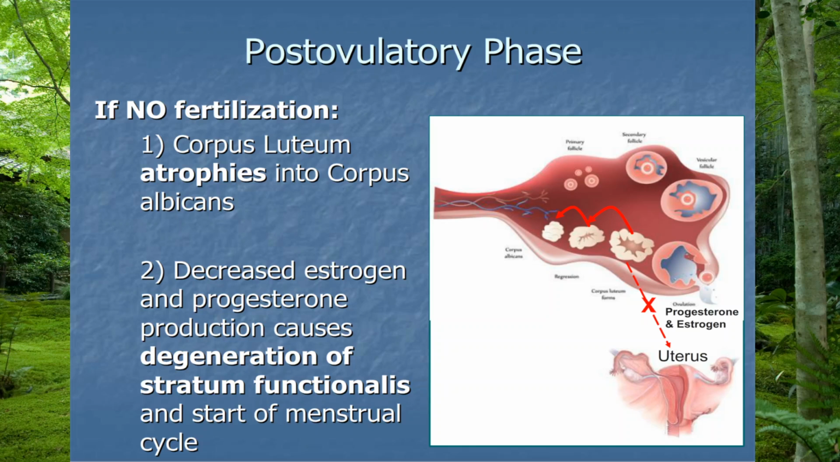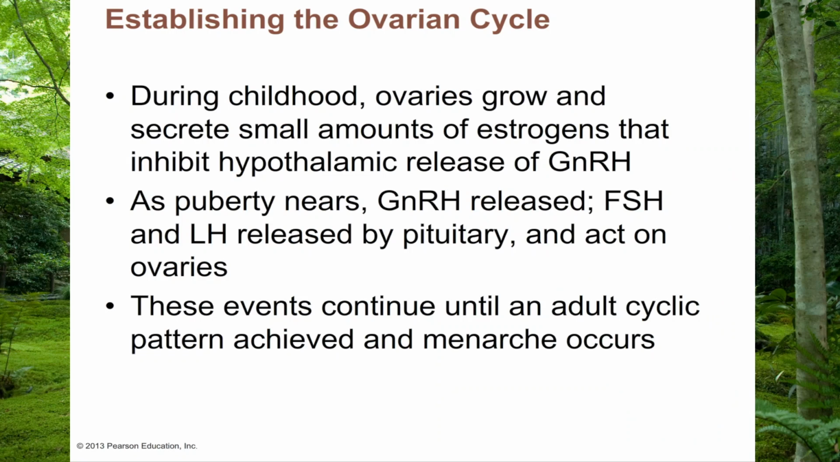Now, just like in males, females aren't born with functional ovaries and estrogen secretion. They have to go through the process of puberty. So during childhood, the ovaries in fact are secreting micro amounts of estrogens, and during childhood the hypothalamus is very sensitive to these estrogens, and there's a very tight negative feedback loop that prevents the hypothalamus and anterior pituitary from secreting much FSH or LH.